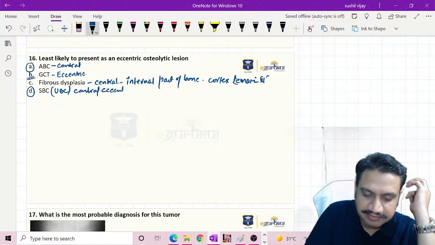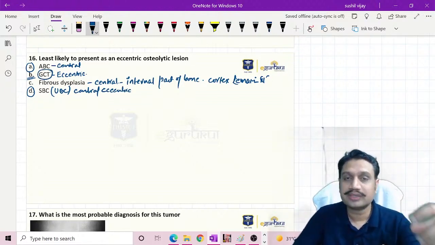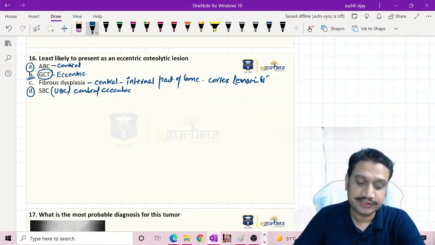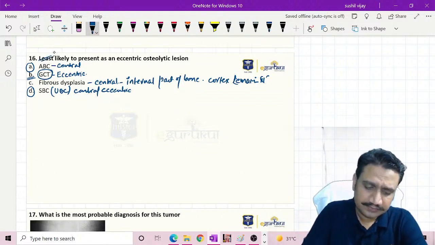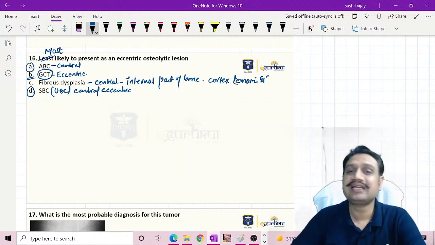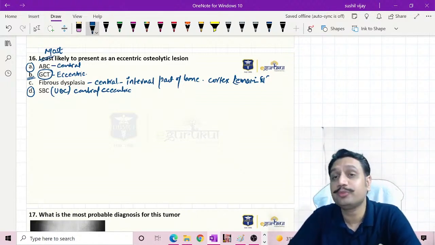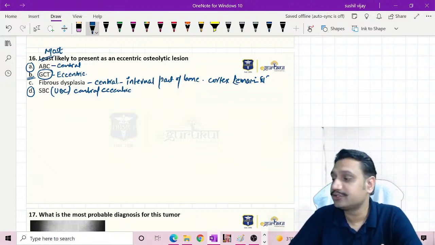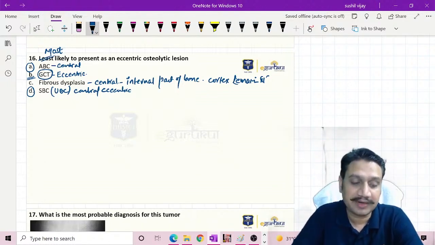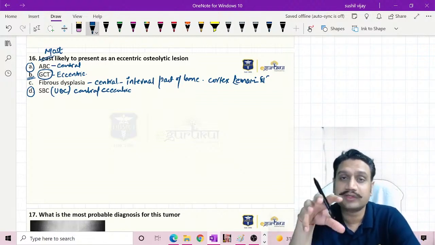So basically, I think there is something wrong with the formation of the question, but yes, the odd one out from here, other than all the three lytic lesions, is GCT. GCT is usually eccentric. It is basically the most likely. So least likely will be A, C or D. Most likely will be GCT. So there is a small correction that we need to do. ABC or UBC can be eccentric, can be central, but they involve the whole part of the bone. Fibrous dysplasia is usually central, which involves the internal part of the bone. The cortex remains normal, right? So giant cell tumor, I have shown you already that giant cell tumor is involving the whole of the bone.